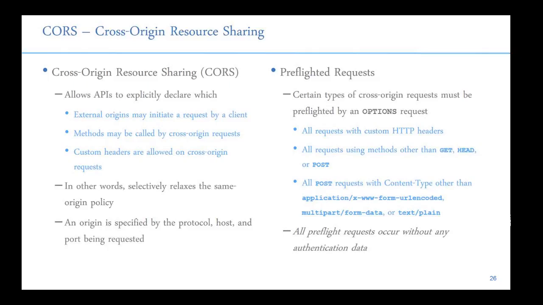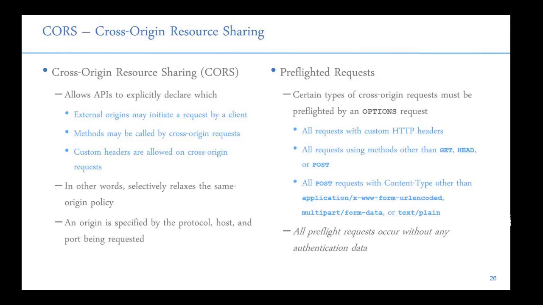Cross-origin resource sharing. It basically is a way of allowing APIs to explicitly declare how external referral origins can access or invoke client requests on an API. So it allows the API to define which external origins may initiate a request by a client, the methods that they can call with cross-origin requests, and which custom headers are allowed on those requests.